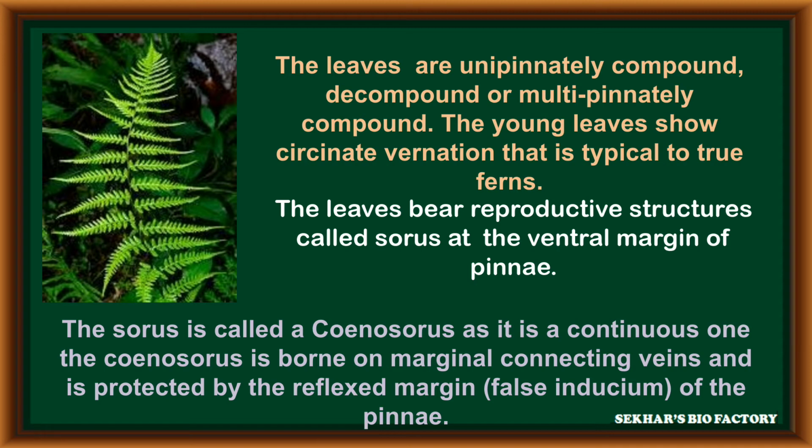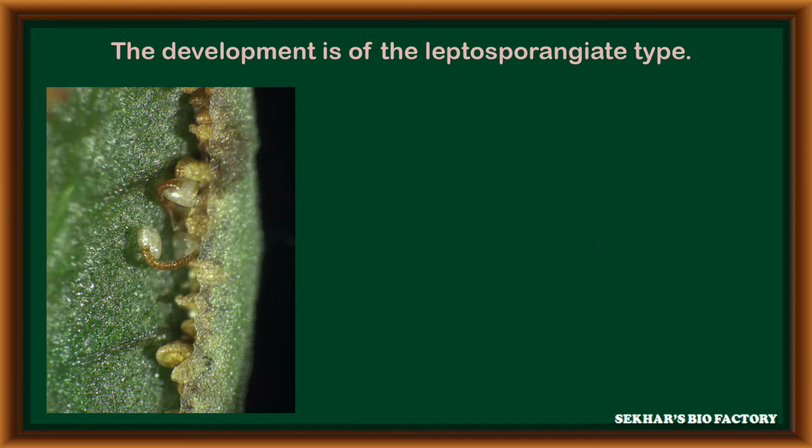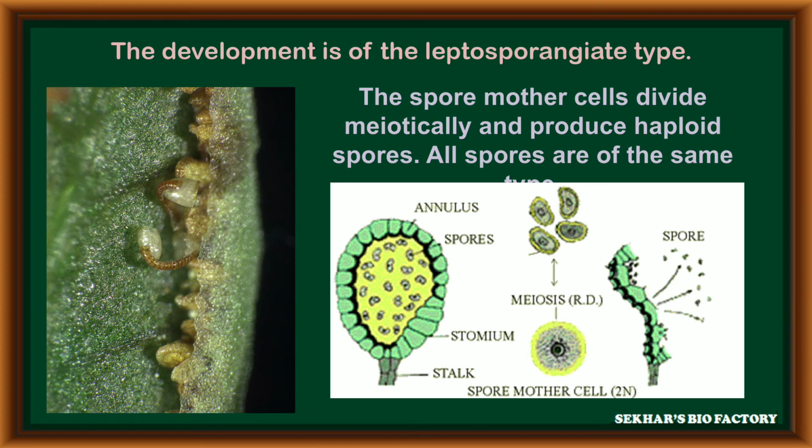This coenosorus is borne on the margin, connecting veins, and it is protected by a reflexed margin called false indusium. The development of this sporangium takes place by the leptosporangiate method. The spore mother cells divide meiotically and produce haploid spores. All these spores are of the same type.